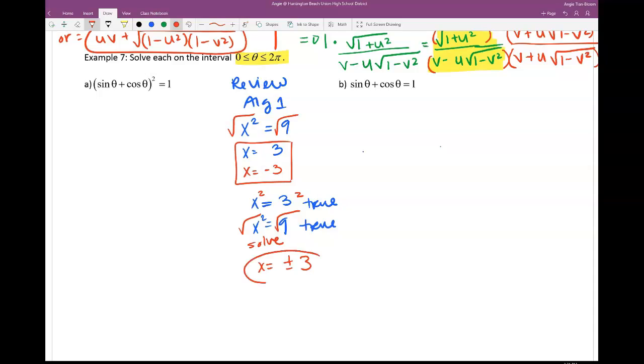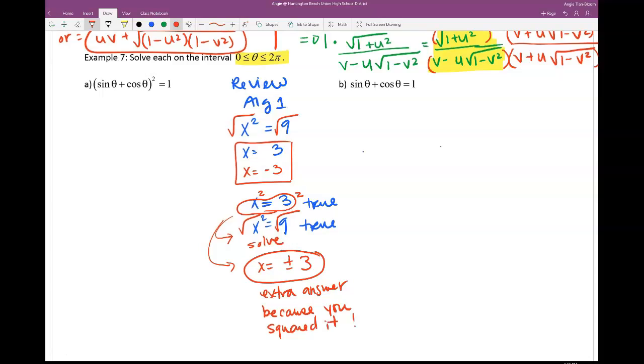But what's wrong with this answer? Remember, the original question is not squared, right? So when you square it and then go back and solve for it, there's an extra answer, an extra answer because you squared it.